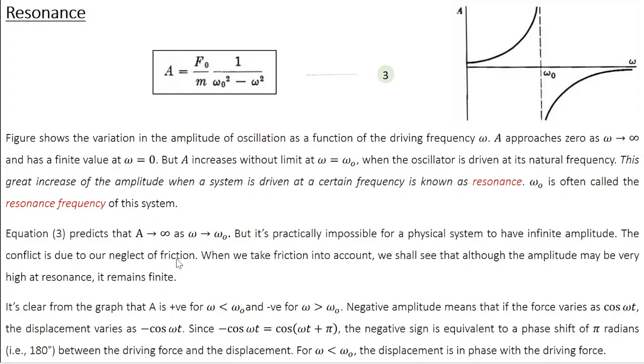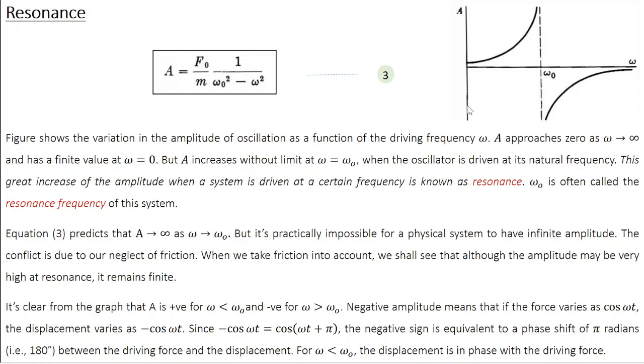If we take the effect of friction into our analysis, we will find that at resonance, the amplitude is going to be very, very high, but not quite infinite. So it is going to remain finite. This is what is going to happen in any practical system. At resonance, the amplitude is going to be very, very large.